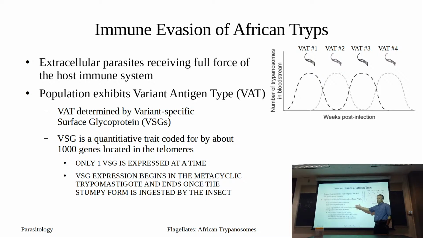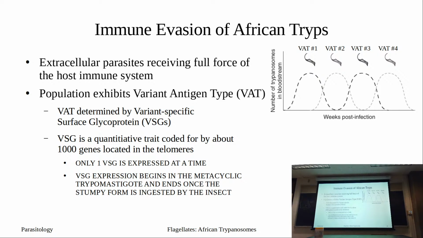Why not before? Well, they don't need it. They only need it when they get to that vertebrate host. So they're going to start prepping. They're going to make these things. They actually originate in the flagellar pocket. That's where they originate, and then they spread throughout the body. All right, so you have all these different VSG types.